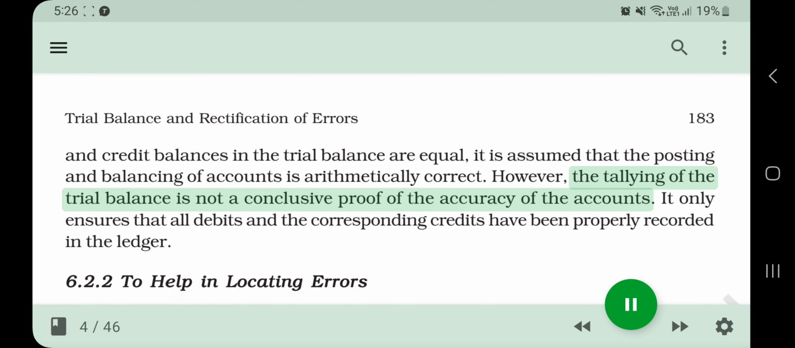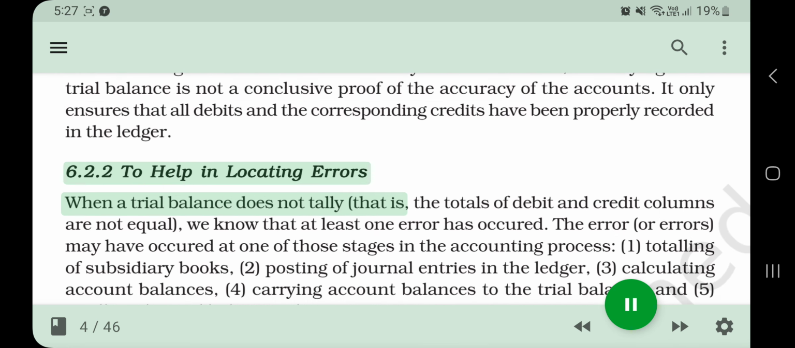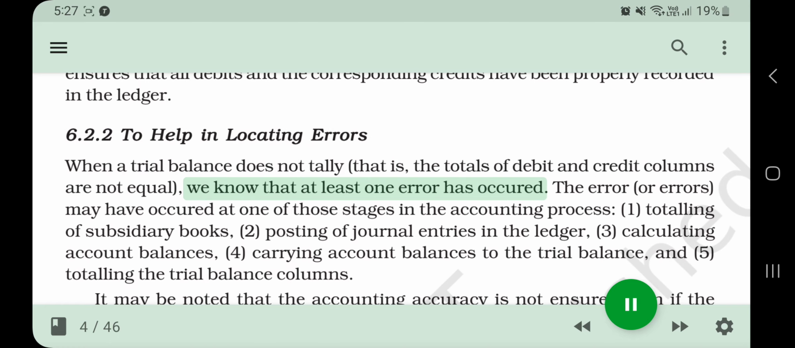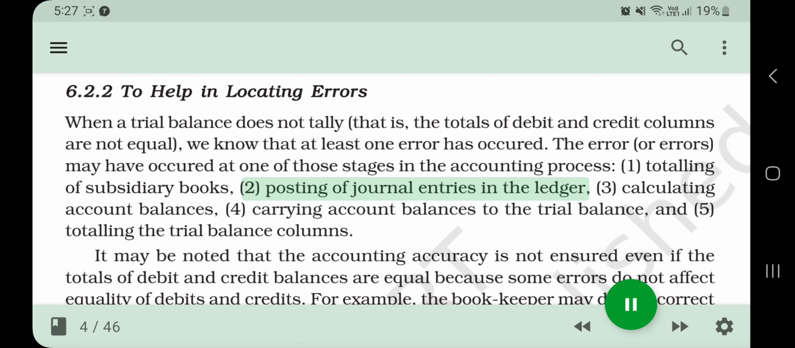However, the tallying of the trial balance is not a conclusive proof of the accuracy of the accounts. It only ensures that all debits and the corresponding credits have been properly recorded in the ledger. 6.2.2 To help in locating errors. When a trial balance does not tally, that is, the totals of debit and credit columns are not equal, we know that at least one error has occurred. The error, or errors, may have occurred at one of those stages in the accounting process.